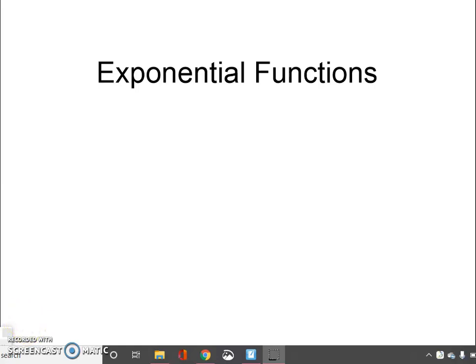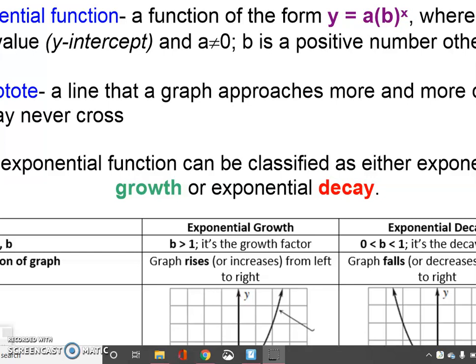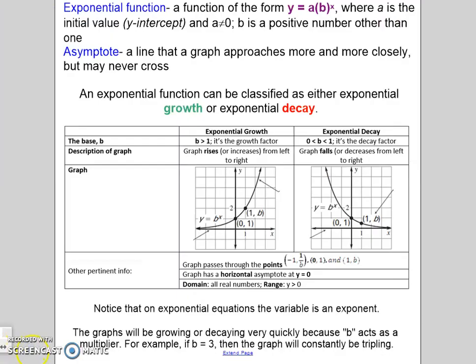Today we're going to [cover] exponential functions. An exponential function is a function of the form y is equal to a times b to the power of x, where a is the initial value, also known as the y-intercept, and a cannot equal 0. B is any positive number other than 1.